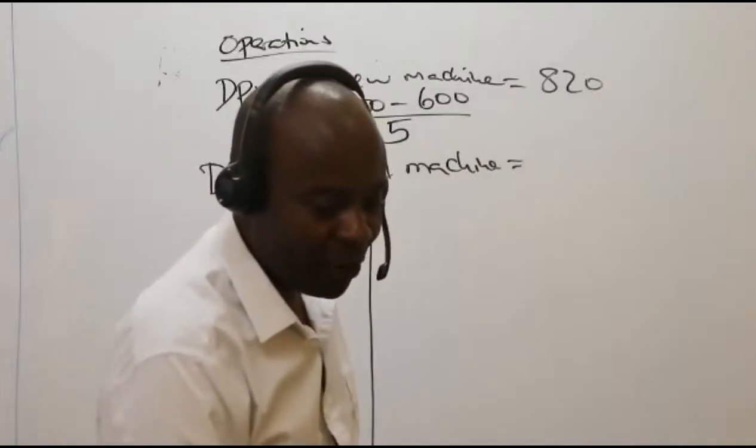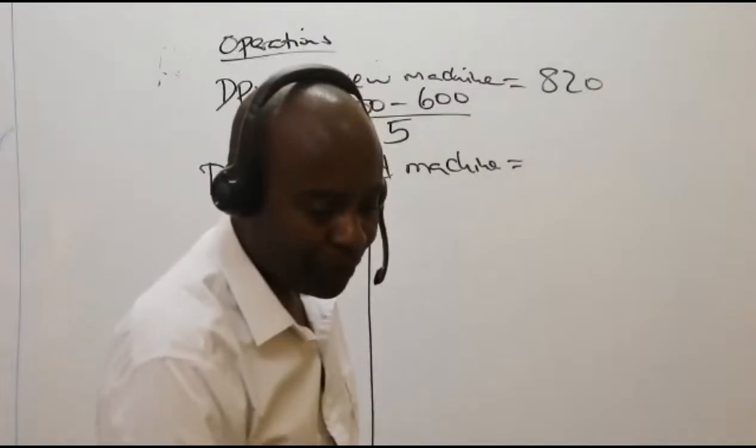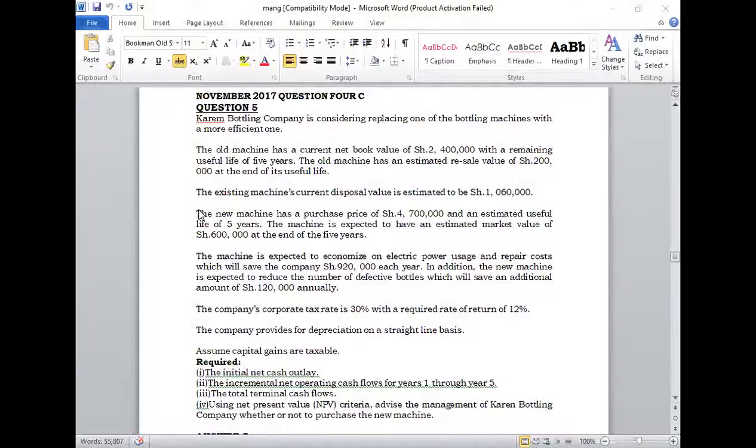So, ladies and gentlemen, what do we have here? We have the old machine. The old machine has a net book value of 2.4 million with a remaining useful life of 5 years. The old machine has an estimated resale value of 200,000 at the end of its useful life.